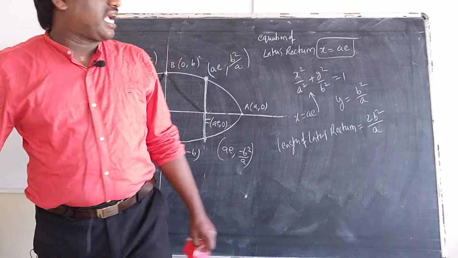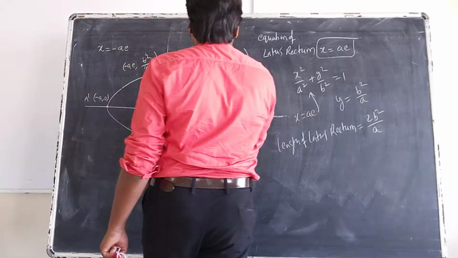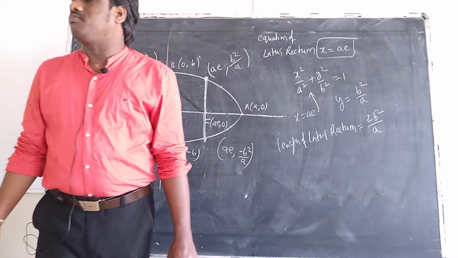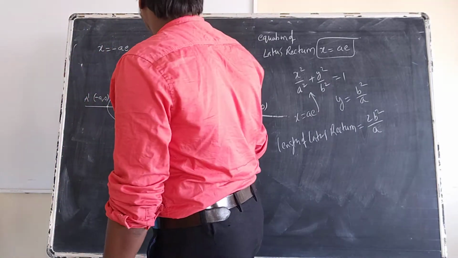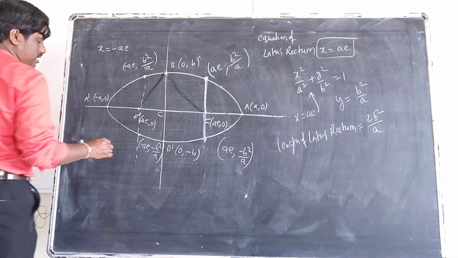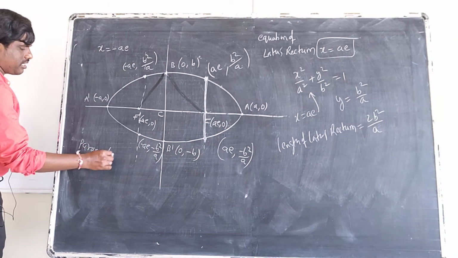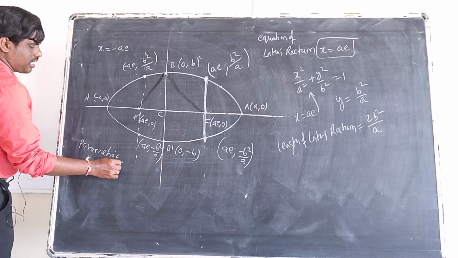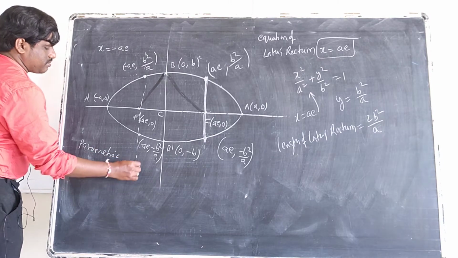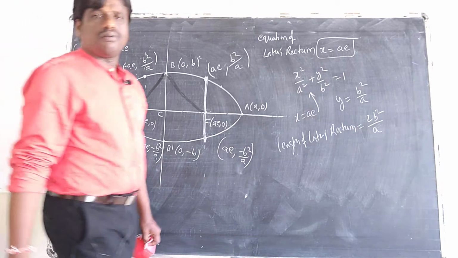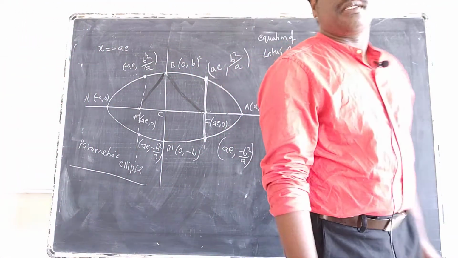Did you understand? Now, any general point on the ellipse, that is, the parametric point on the ellipse. What is the parametric point on the ellipse? Tell me quickly. I explained it many times in applications of derivatives also, right? What is the parametric point on the ellipse?